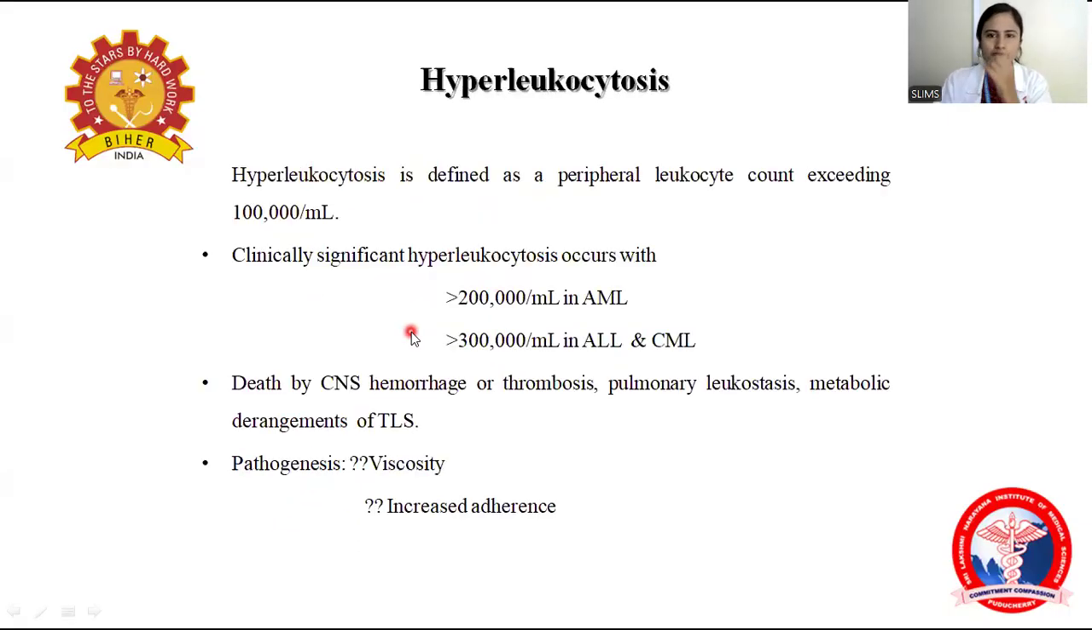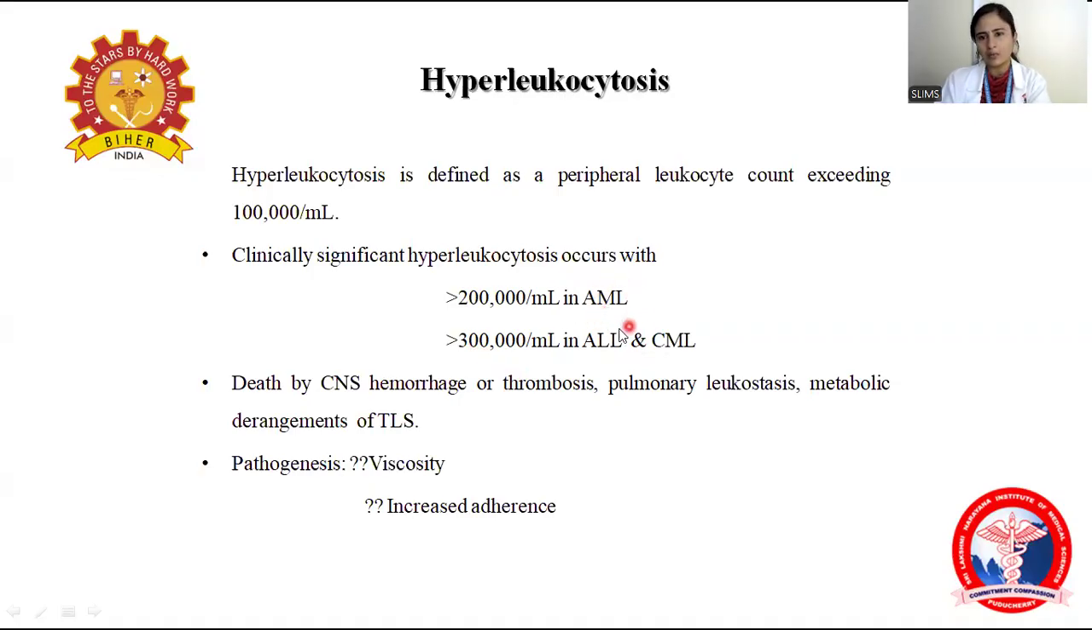Another oncological emergency is hyperleukocytosis. What does hyperleukocytosis mean? It is a peripheral leukocyte count which exceeds 1 lakh per ml. So what is clinically significant hyperleukocytosis? Clinically significant hyperleukocytosis in AML is more than 2 lakh, and in ALL and CML it is more than 3 lakh. Why does AML alone have a lower cutoff?